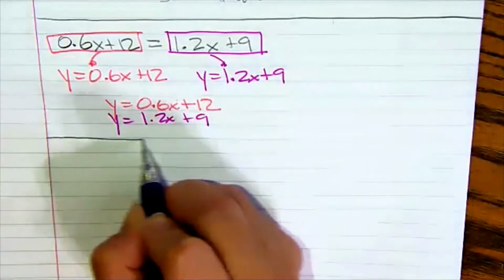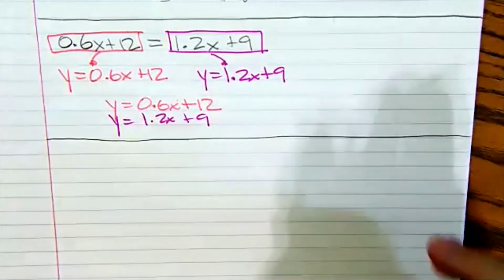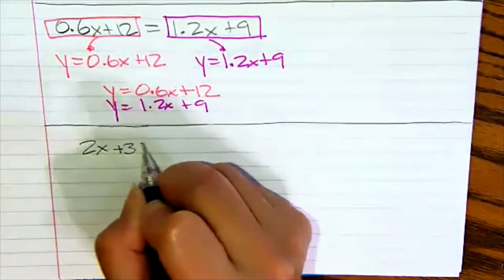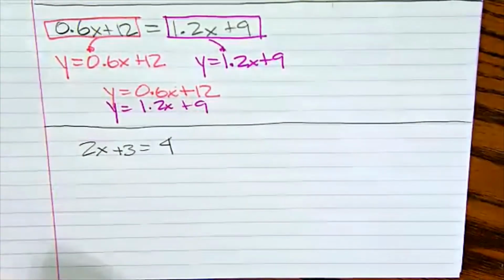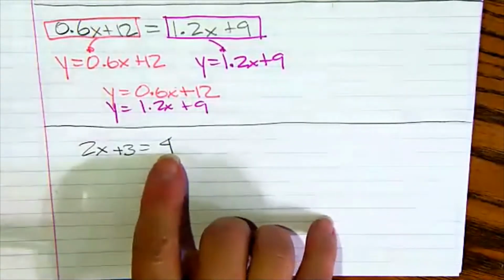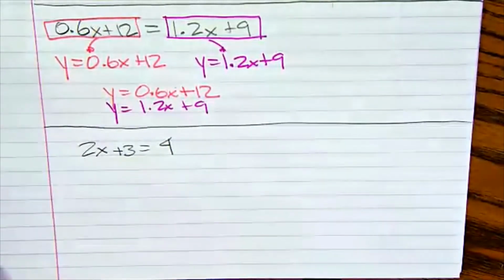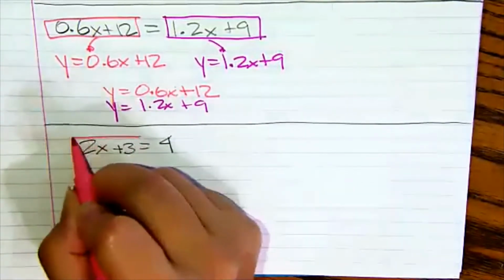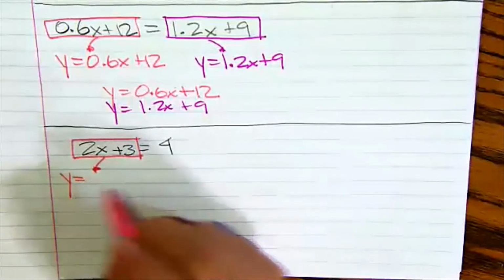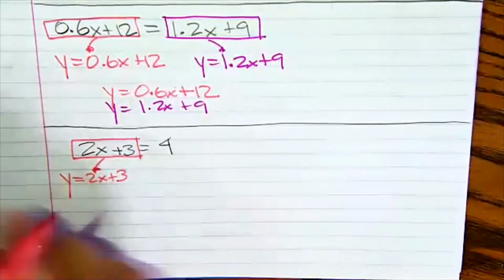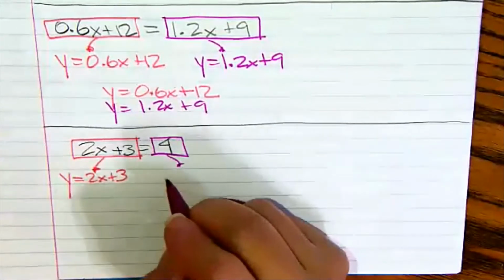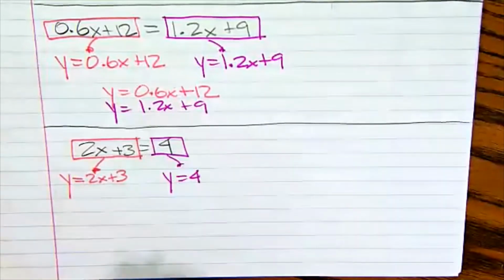I want to do one more with you. The book has given us this, 2x plus 3 equals 4. Okay, but Miss Colburn, where's all the other stuff on this side? I don't know. Let's see what we can do. Let's take this expression and turn it into an equation, y equals 2x plus 3. Then let's take this expression and turn it into an equation, y equals 4.